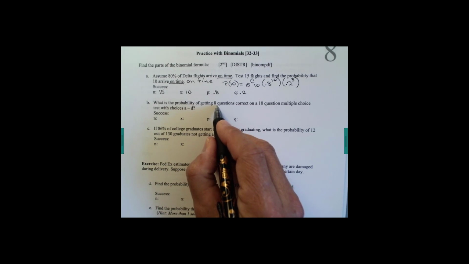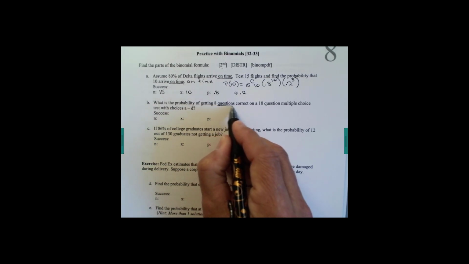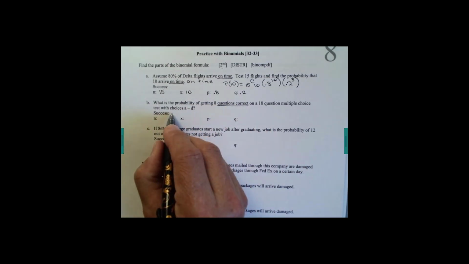Next, what's the probability of getting 8 questions correct on a 10-question multiple choice test with answer choices A through D? Well, that doesn't tell us really too much, but what I do want to know is questions correct, okay? That's what probability I'm interested in, so I'm going to put down here correct questions or correct answers or whatever, okay? That's my success. How many am I testing? Well, I've got a 10-question test. I want to know about 8 correct ones. That's my n and x.